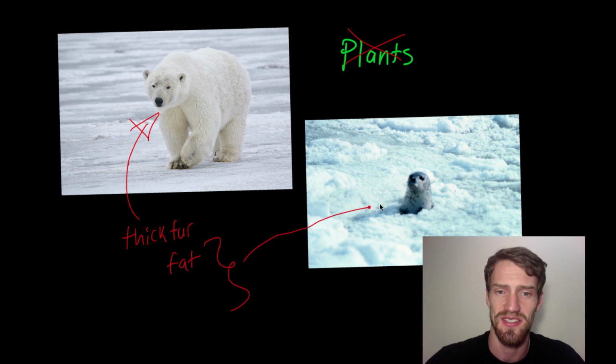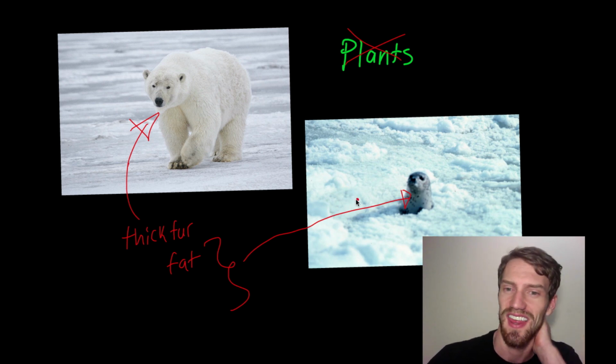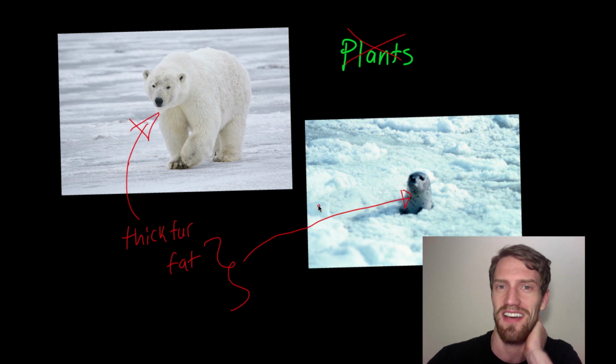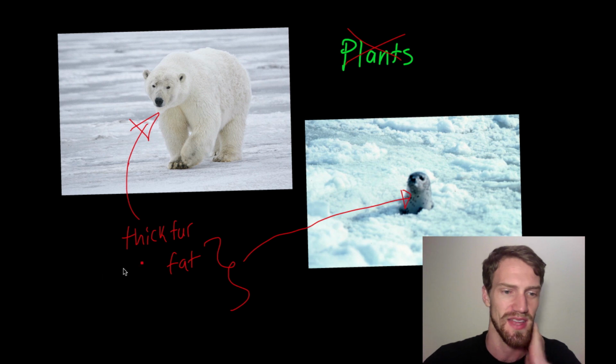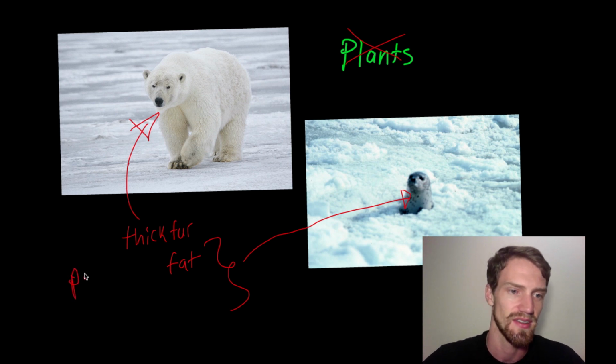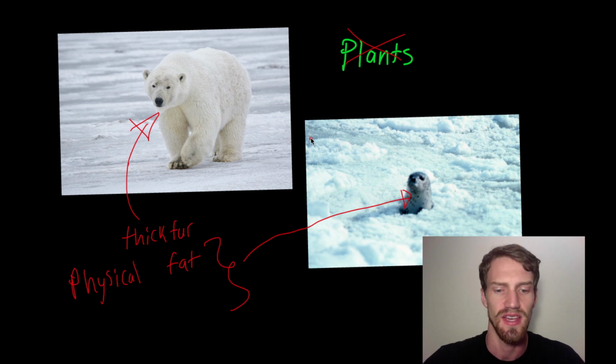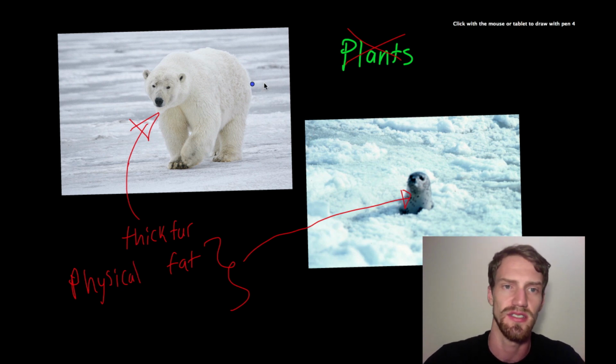That's also found on the seal here. So this seal is going to have really, really thick, fatty blubber that covers its body and keeps it really warm as it's tooting around underneath the ice. And the other thing that I want to talk about is behavioral. So these would both be physical adaptations. But behaviorally, these things have some pretty cool adaptations too.